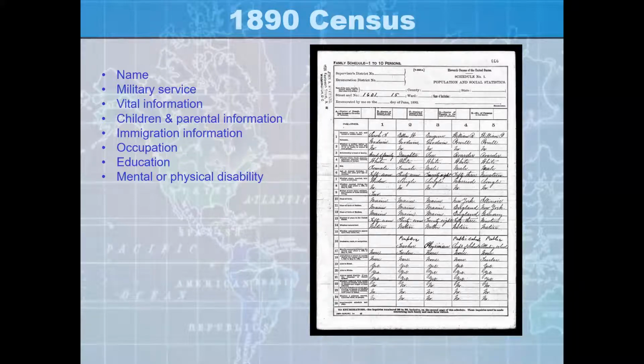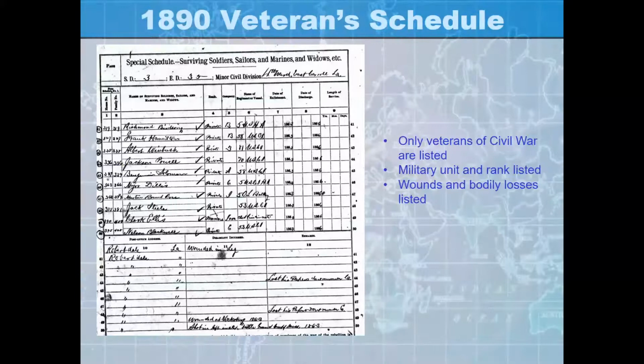The columns look different. Instead of horizontal, they are recorded vertically, and it had the name, the military service, vital information, children and parental information, immigration information, occupation, education, mental or physical disability would have been listed on there because, again, they are trying to trace the wounded soldiers from the Civil War. What we do have is the Veterans Schedule, the 1890 Veterans Schedule.